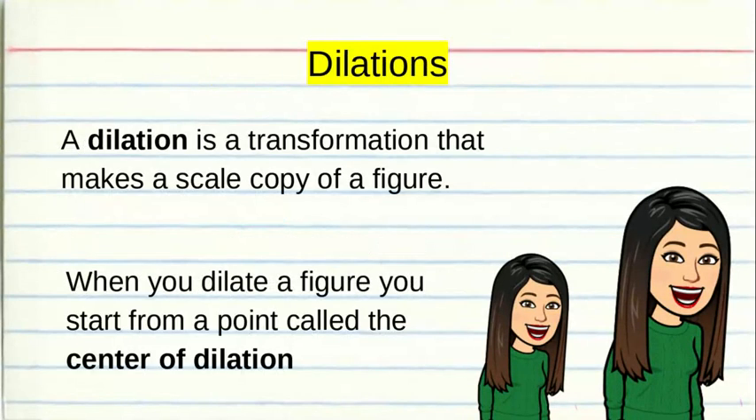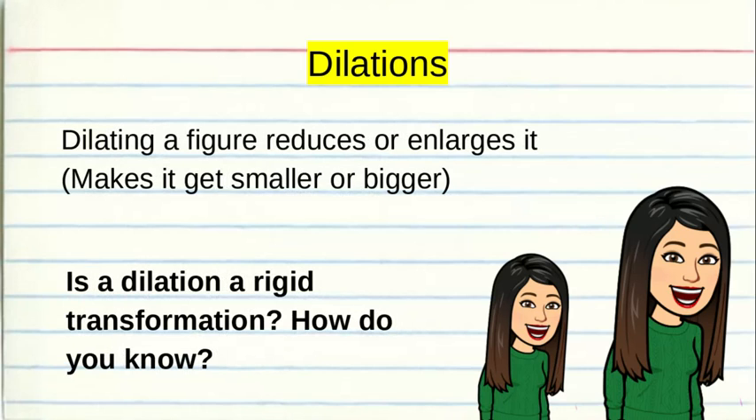So a reminder that a dilation is a transformation that makes a scale copy of a figure, which means it takes a shape and makes it either smaller or larger depending on what that scale factor is. And when you dilate a figure, you start from that point called the center of dilation. So like I mentioned, dilations either reduce it, which makes it smaller, or it enlarges it by making it bigger. A dilation is not a rigid transformation, and we know this because a rigid transformation does not change the size or the shape of a figure. However, a dilation does change the size, and therefore it is not a rigid transformation.